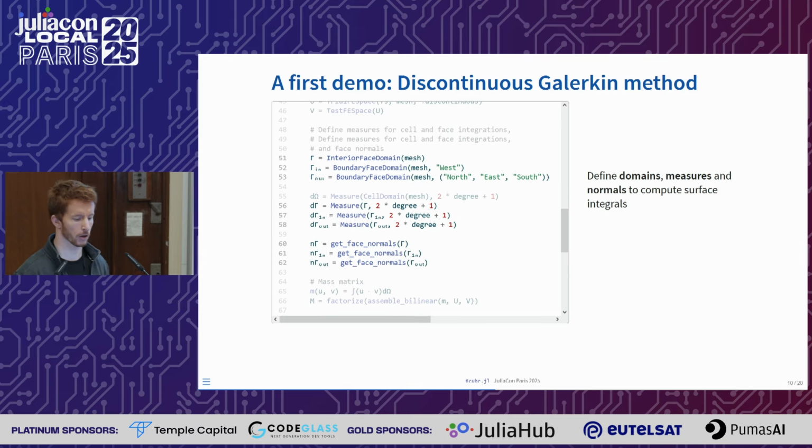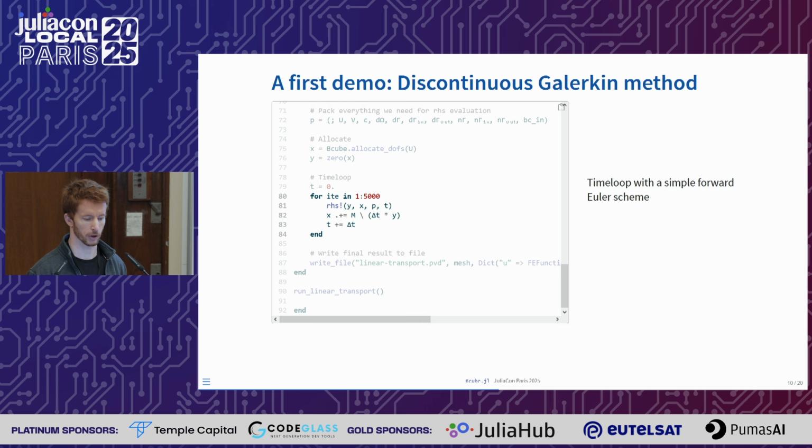Then we can define the new domains that are related to the new terms in the discontinuous Galerkin method. So here we can see, for example, the interior face domain and two boundary face domains. And we can also define the measures and the normals that are associated to the face domains. All these structures actually are lazy operators, so there is no computation at all at these steps. Now we can move on to the loop for the time integration, and you can see that we need to define the right-hand side function with the weak form.